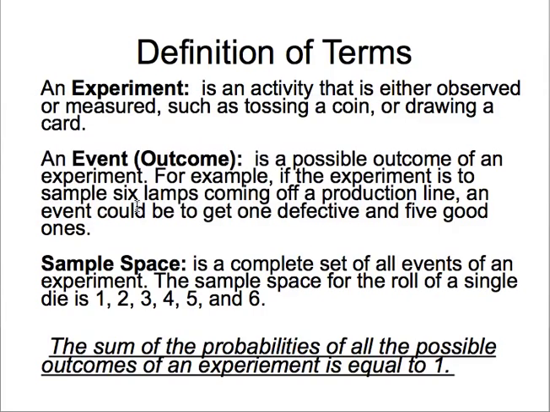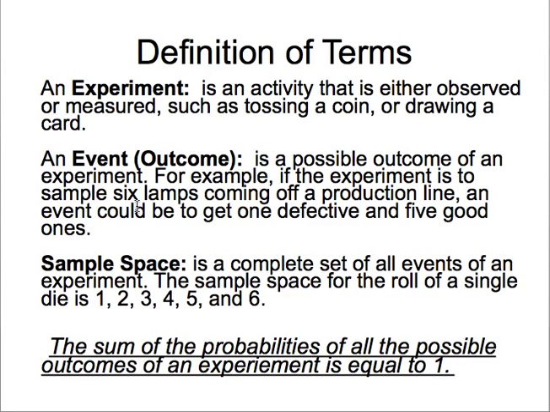Now the sample space is a complete set of all events of an experiment. So the sample space of rolling a die is 1, 2, 3, 4, 5, and 6. Those are all the possible events or all the possible outcomes when you roll a die.